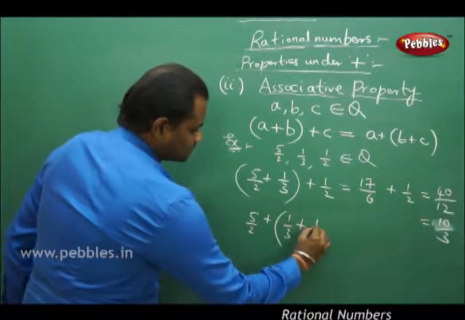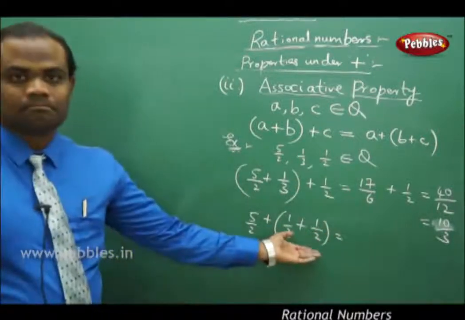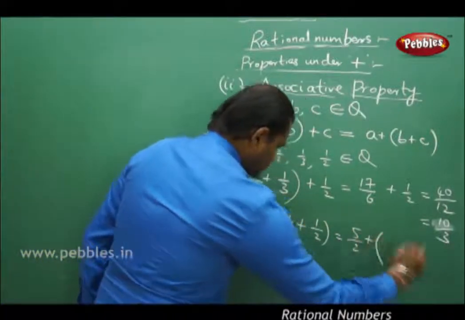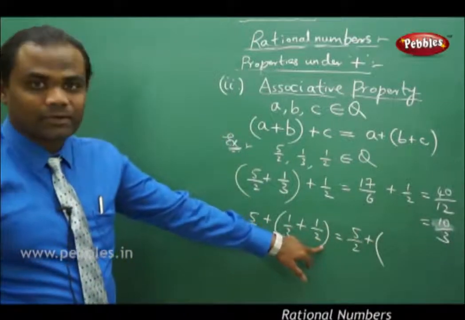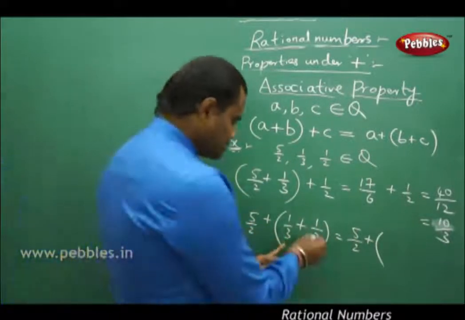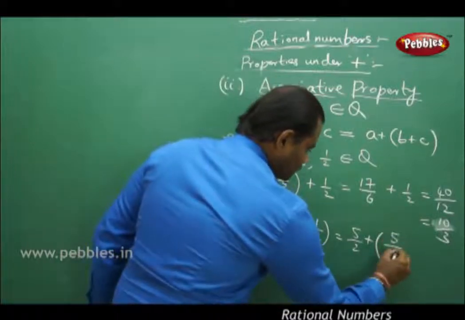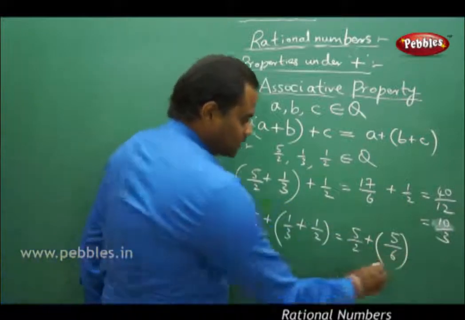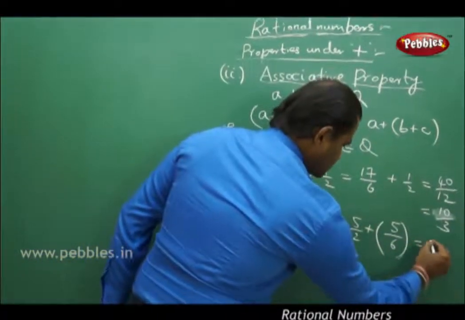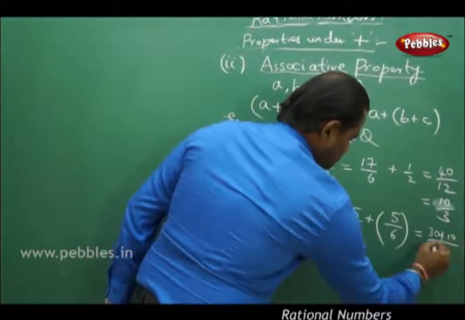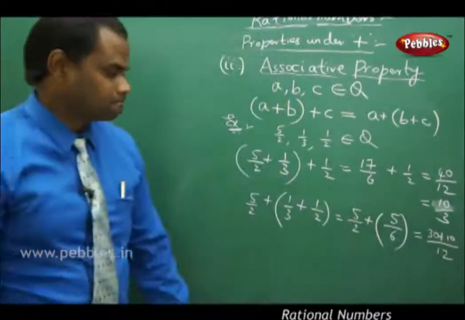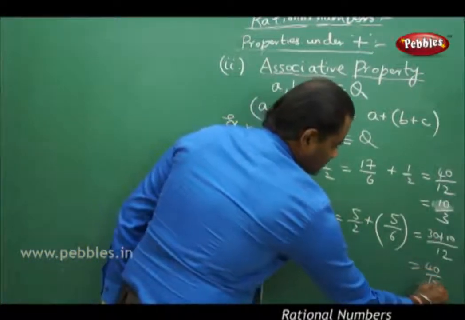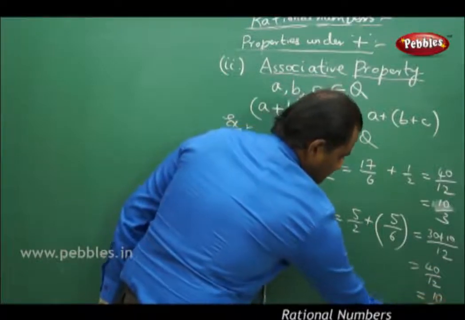So A + (B + C) is the one which I would like to simplify here. So I get 5/2 plus the LCM of 1/3 and 1/2, and simplified under addition would give me 2 plus 3, which is 5/6. And then I take the LCM of 5/2 and 5/6. Then I get 6 5s 30 plus 10 by 12, which is nothing but 40/12, which is in turn 10/3.